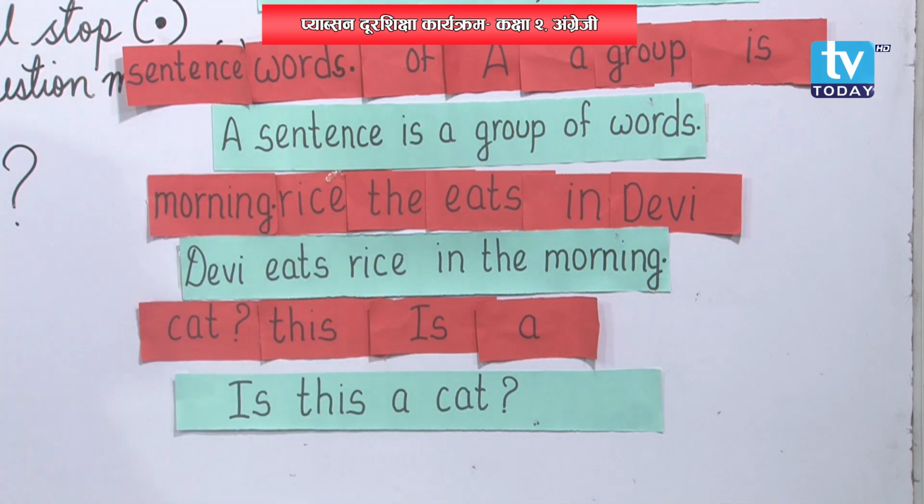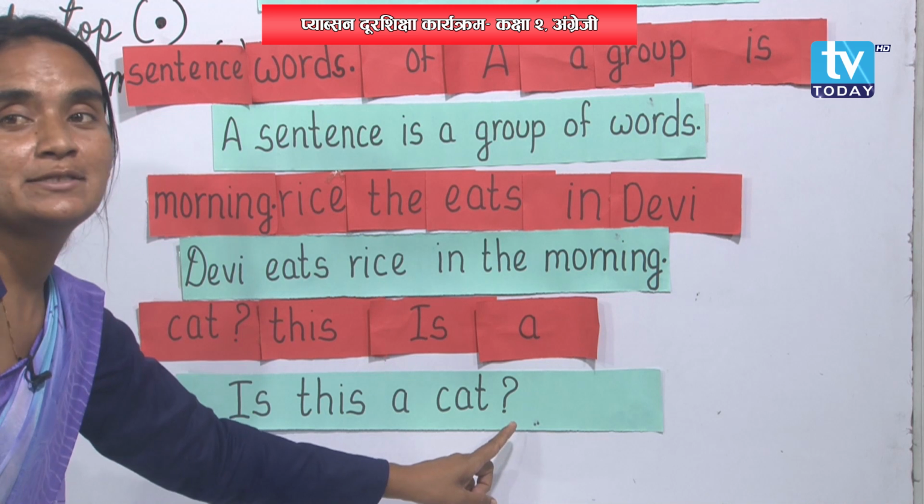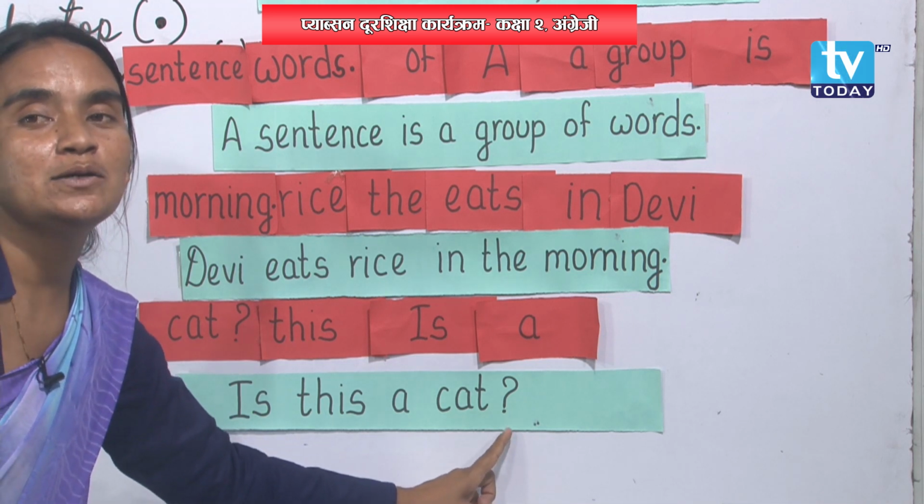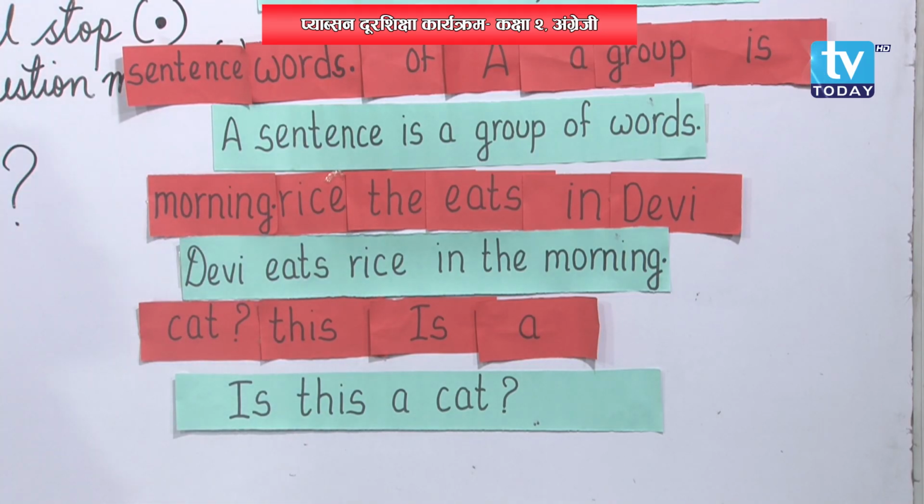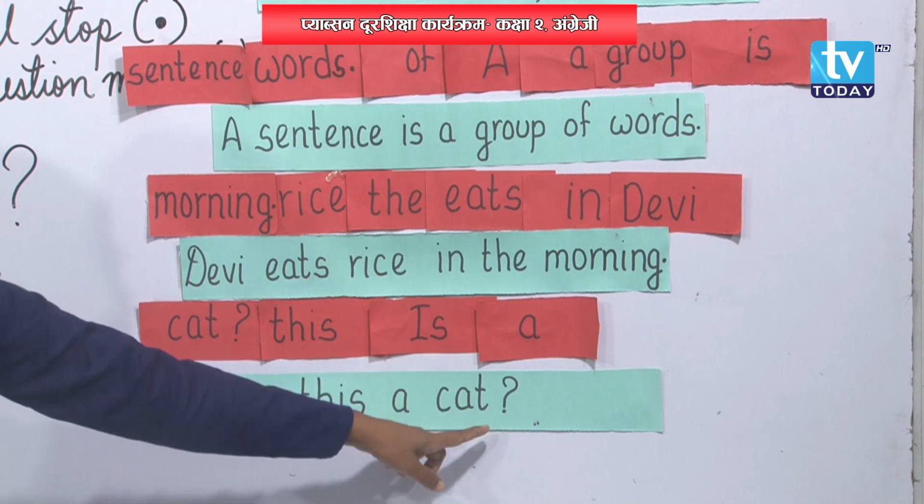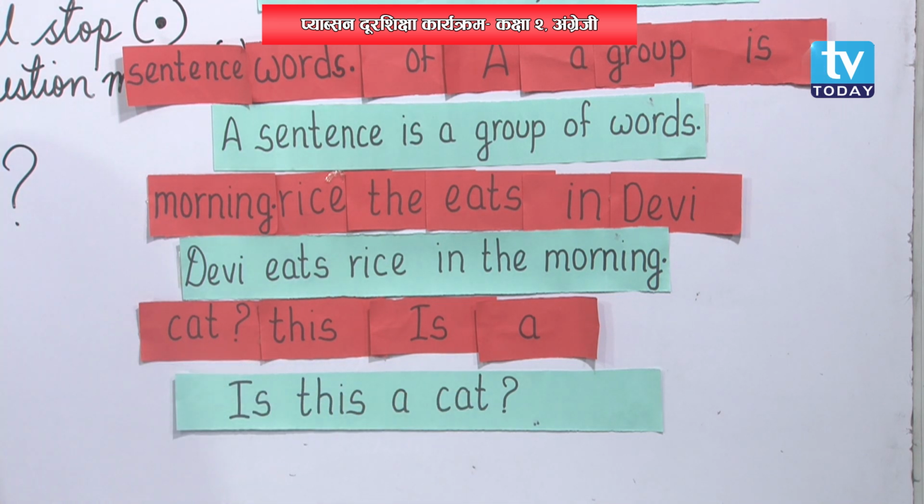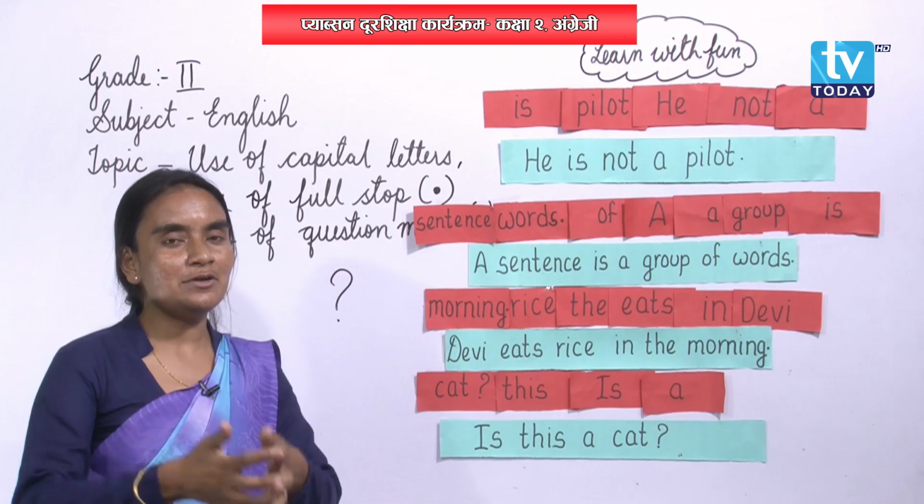See, the first letter is capital, and at the end we have got a question mark. Now I can ask you the same question. Is this a cat? I am getting the response from you whether it is or not. Is this a cat? Yes, this is a cat. But I have been asking the questions to you where we could write a question mark. Is it all right, dear children?